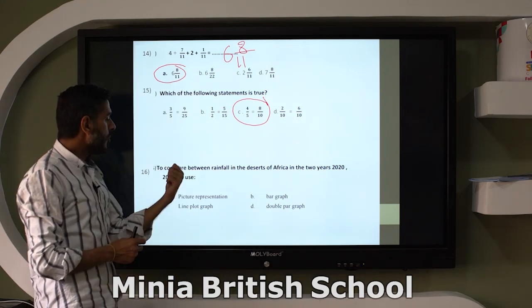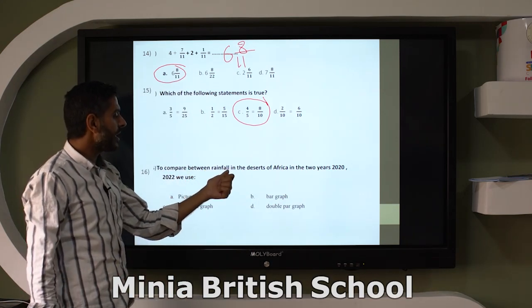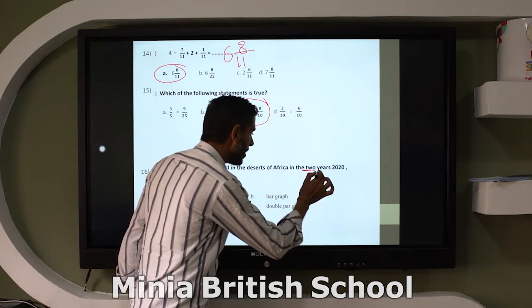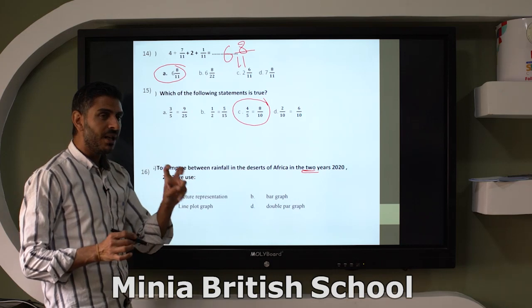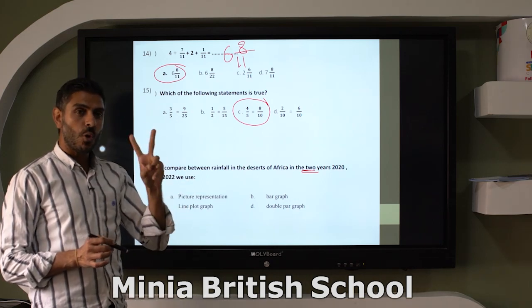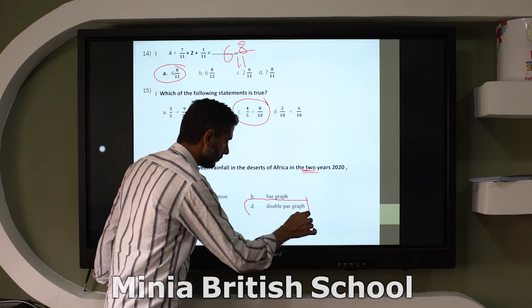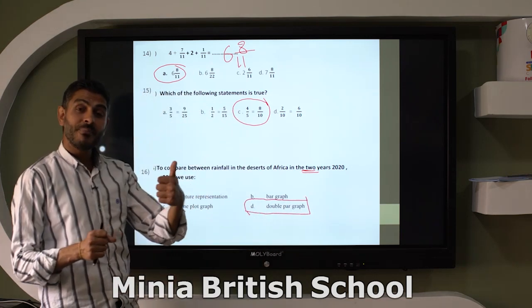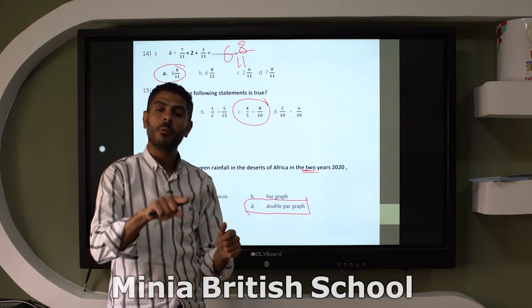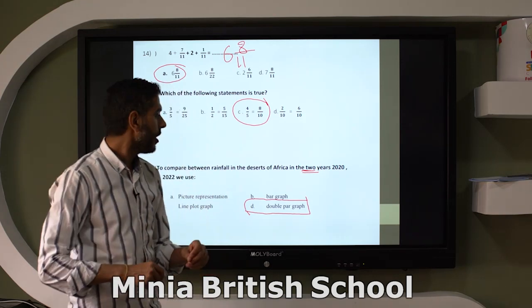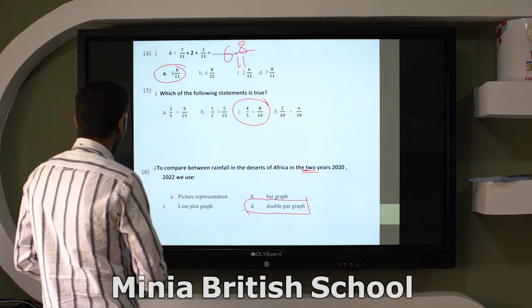To compare between rainfall in the desert of Africa in 2 years. 2 years means double bar graph. The same maximum and minimum, double bar graph. Boys and girls, double bar graph. Okay.